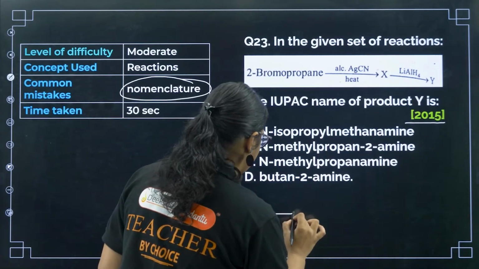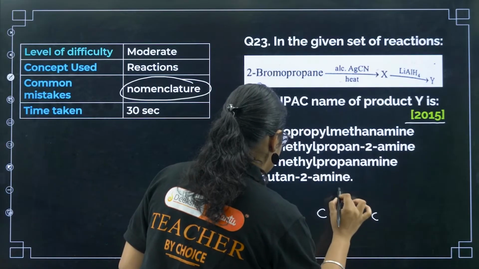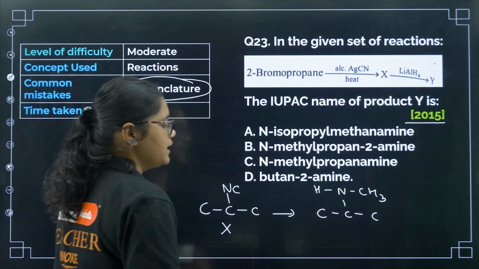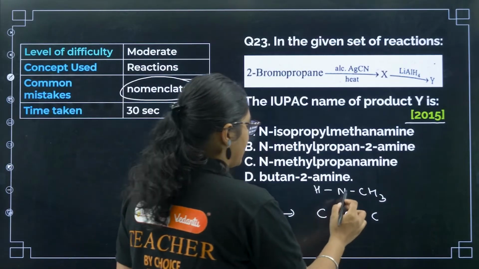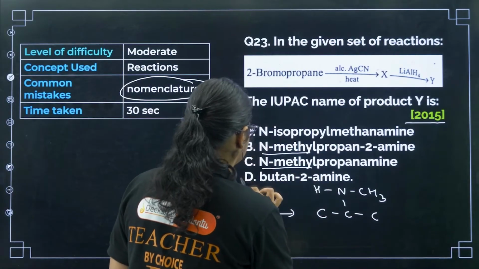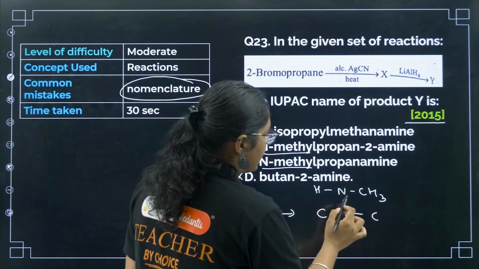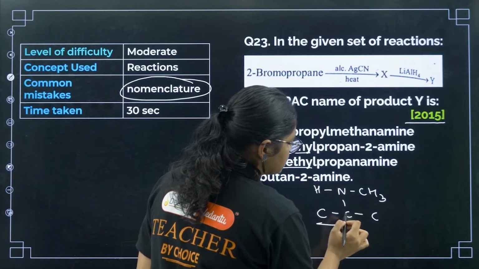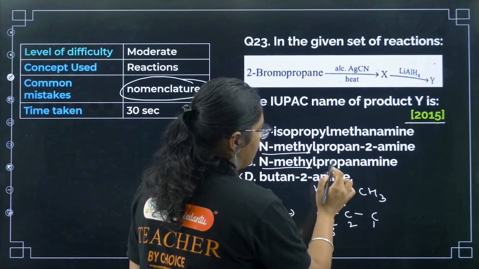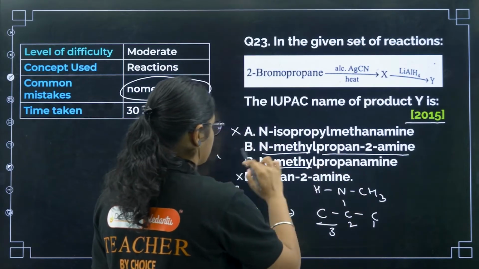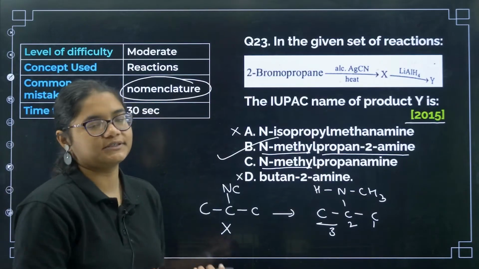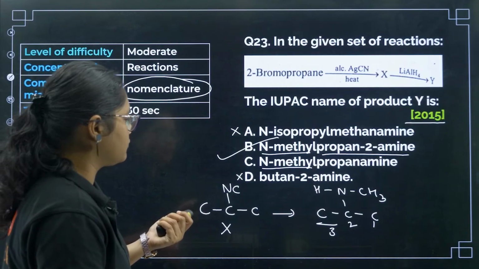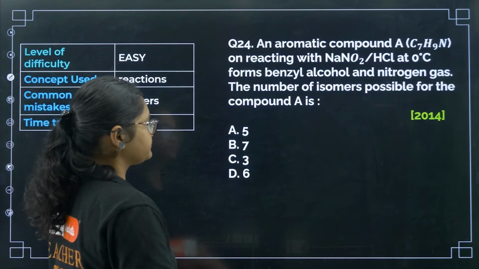Now if I do lithium aluminium hydride, what will I get? Here I will get NCH3, and this is NH, right? So first it will be N-methyl. So this is wrong, this is wrong. Next, N-methyl propan-2-amine, right? So this is at the second position, 1, 2, 3. So N-methylpropan-2-amine is the correct IUPAC name. That is option number B. Okay. Next, coming to question number 24.